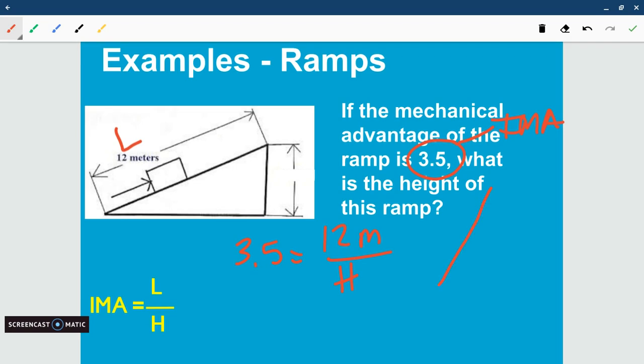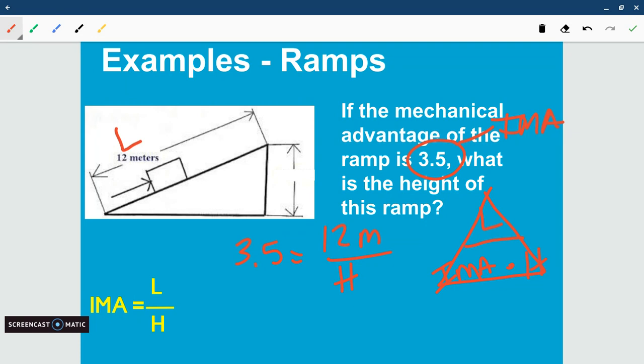Or again, if you like the triangle, I would have the IMA in the corner on the bottom. I would have height on the bottom, and I would have length at the top. I know that's not super clear, but hopefully you're listening to what I say, not just looking. So if I am looking at how I would solve this, this would actually be 12.5 meters divided by 3.5.